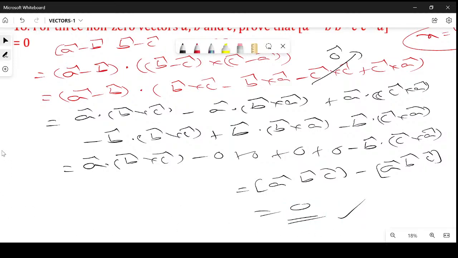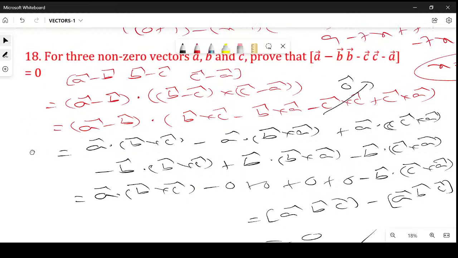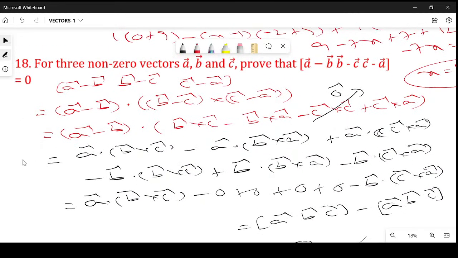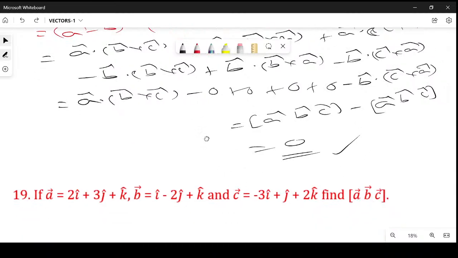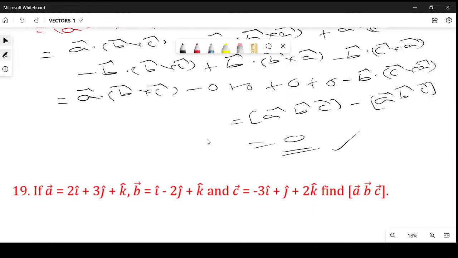Applying expansion, you should be careful for three non-zero vectors. Even if you are familiar with the problem, we can also do it like this. Generally, this is what they do. But we know that a bar, b bar, c bar are non-coplanar. I can also try this way. Another technique I am telling.